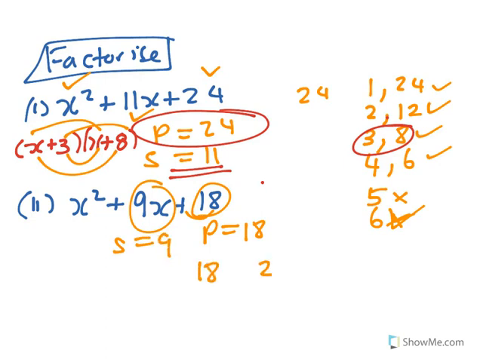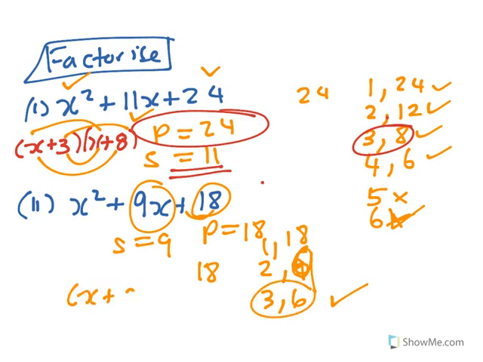Okay, so for this one, we've got a product equals 18, and we have a sum equals 9. So for 18, we have 1 and 18, 2 and 9, 3 and 6. If we look at this one, 3 and 6, that's the one that gives you 9. So it's x plus 3, x plus 6. Okay? All right.